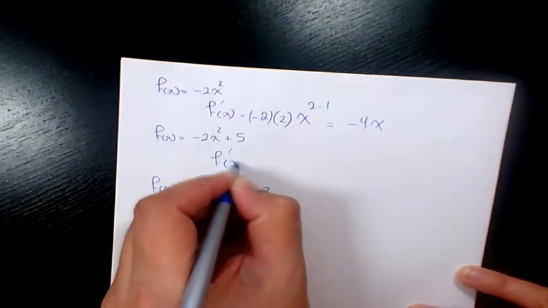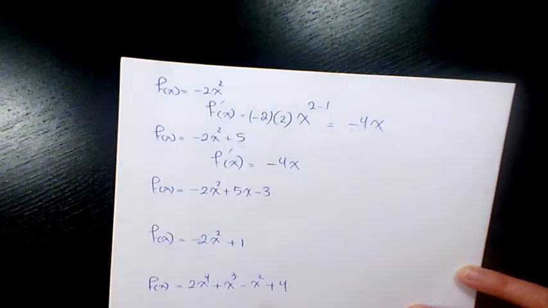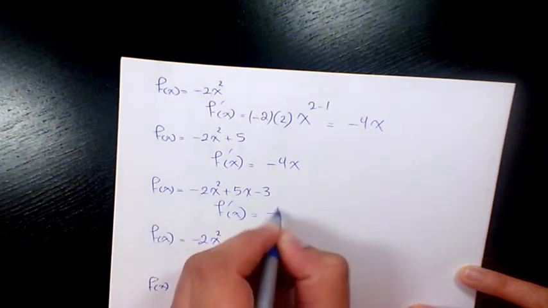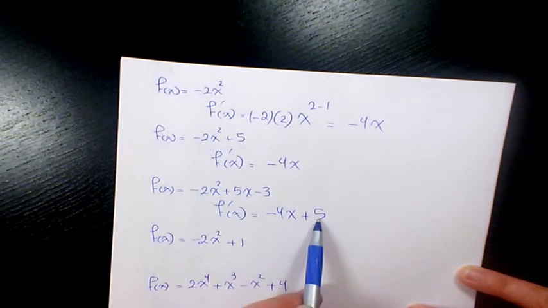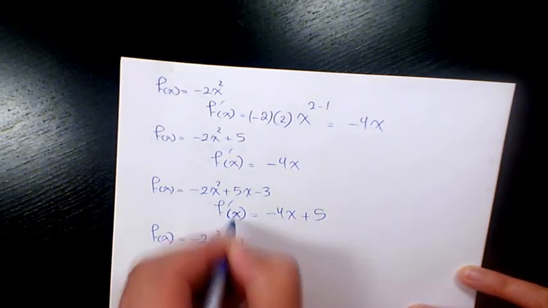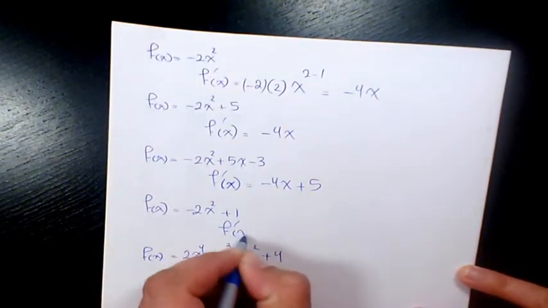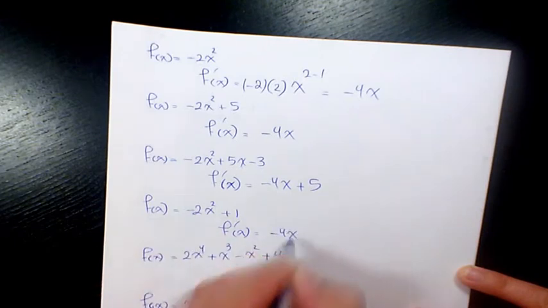Now, next one, f prime x is going to be negative 4x. The derivative of 5 is 0. Next one, we have negative 4x plus 5, because the derivative of 5x is 5. The derivative of negative 3 is 0. Next one, the derivative of f of x is negative 4x. The derivative of 1 is 0.